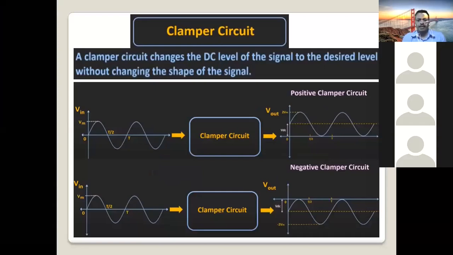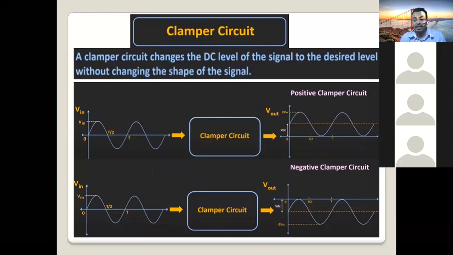As I said, today's topic will be clamper circuit. Before this, we have discussed clipper circuit, which is a circuit used to clip or cut or remove some portion of signal. We call it clipper circuit.